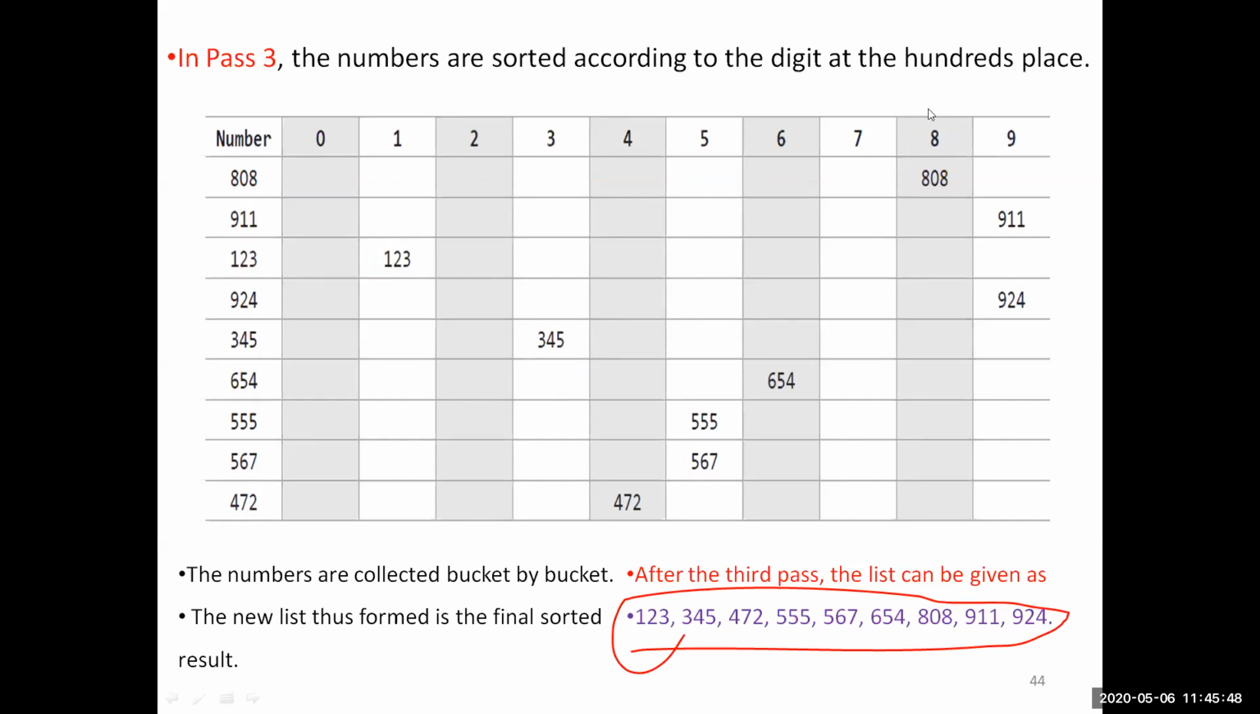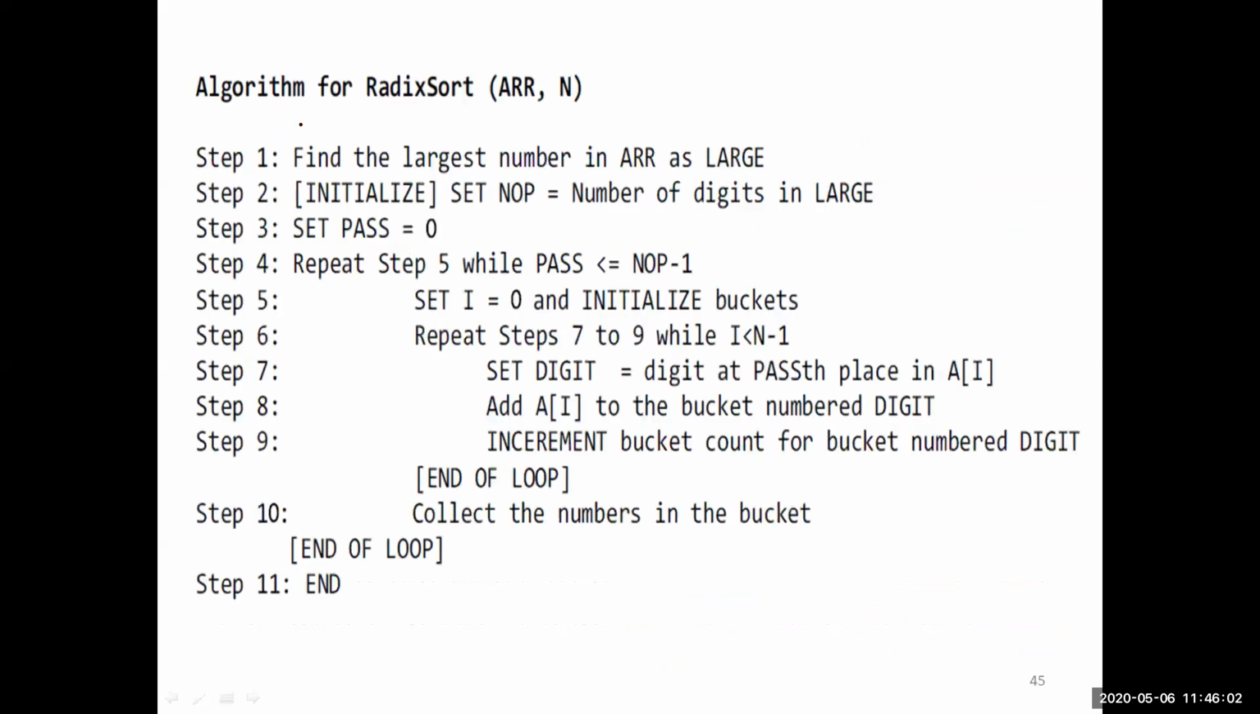Okay, all the elements are in sorted format. So we'll look at the algorithm for this. The algorithm is very easy. For the given array, I have to find the largest number. The first step is to find the largest number in the array, and I am setting it as large. Whichever element is larger in the given array, I am naming it with the variable large. Next, set the number of passes equal to the number of digits in large.